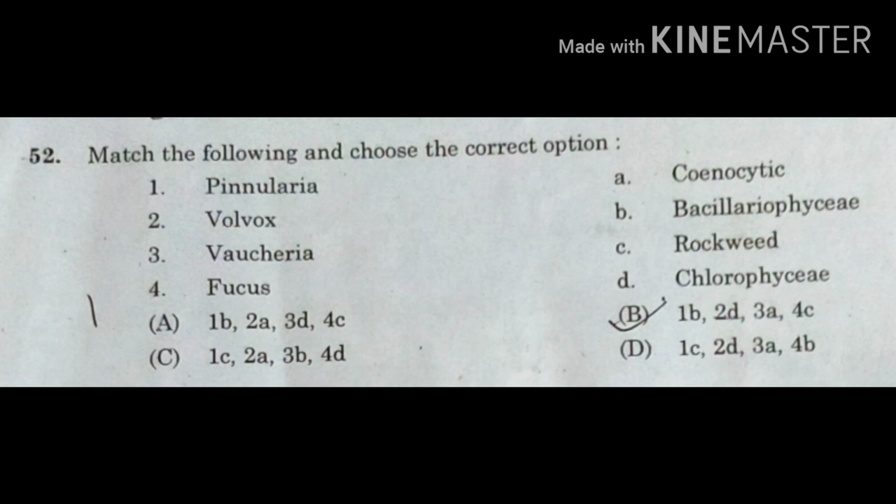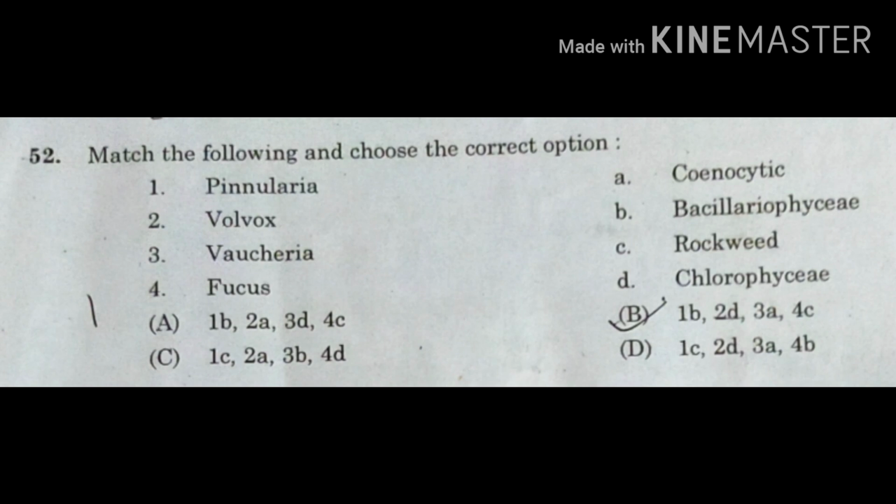Then the next one is Vaucheria. You know that Vaucheria is a green alga having a multinucleated condition. This multinucleated condition can also be called the coenocytic condition, and this coenocytic condition is common in those fungi having aseptate hyphae, isn't it? In the coenocytic condition, usually the cytoplasm becomes continuous and multinucleated. So here we can match the green alga Vaucheria with option A on the right side, that is coenocytic.